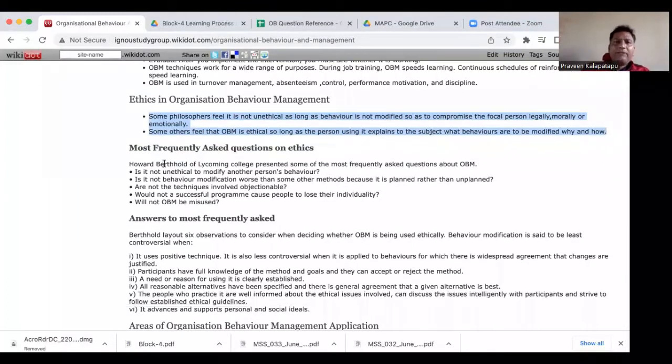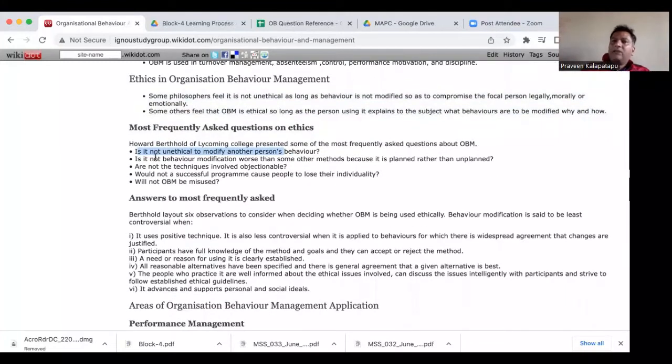Okay. So what are the most frequently asked questions on this particular topic of ethics? Is it not unethical to modify another person's behavior? Is behavior modification not worse than some other methods because it is planned rather than unplanned? Basically, you're planning and then targeting a behavior change. Is that not unethical, right? Are the techniques involved not objectionable?